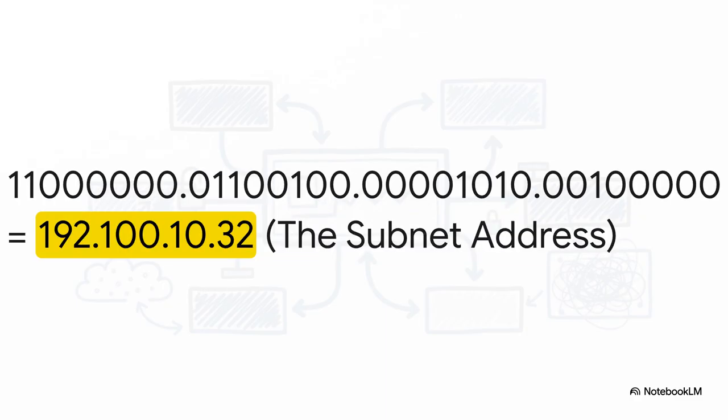And now we just do the AND operation, comparing the two numbers bit by bit. And what we're left with is a new address, 192.100.10.32. Now this is the important part. That's not the address of a computer anymore. That's the address of the entire subnet that our device belongs to. The mask did its job perfectly. It told us exactly which neighborhood this IP address lives in.